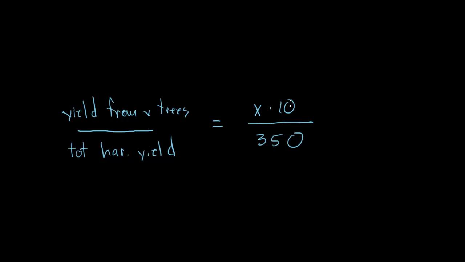And here's our fraction, which we can reduce. Zeros cancel. We're left with X over 35, which is answer choice A.